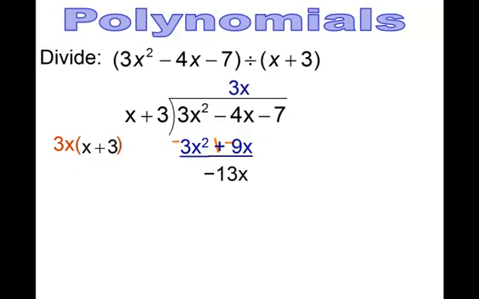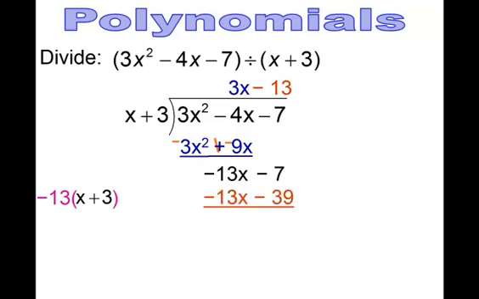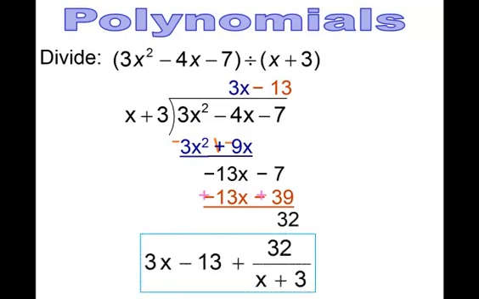And then you're going to end up with a negative 13x, bringing down the next piece, that minus 7. You want to get rid of that negative 13x, so you have to multiply by a negative 13 to that x plus 3, and you get a negative 13x minus 39. Now you have to change the signs, and you end up with a remainder.